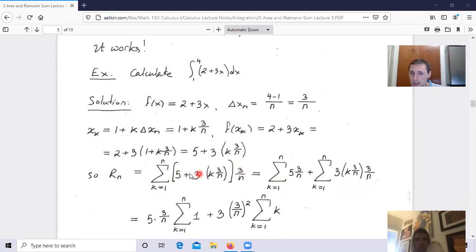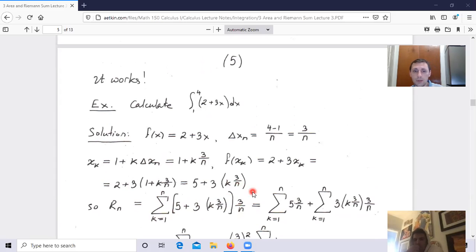That indicates here that the altitudes change. That's why there is a k here. And here there's no k because the widths are staying the same. You understand? Based on the scheme. So what happens here, now I can sum 5 times 3/n separately. And I can sum 3 times k times 3/n times 3/n separately. I just distribute the 3/n and I break it into two sums.